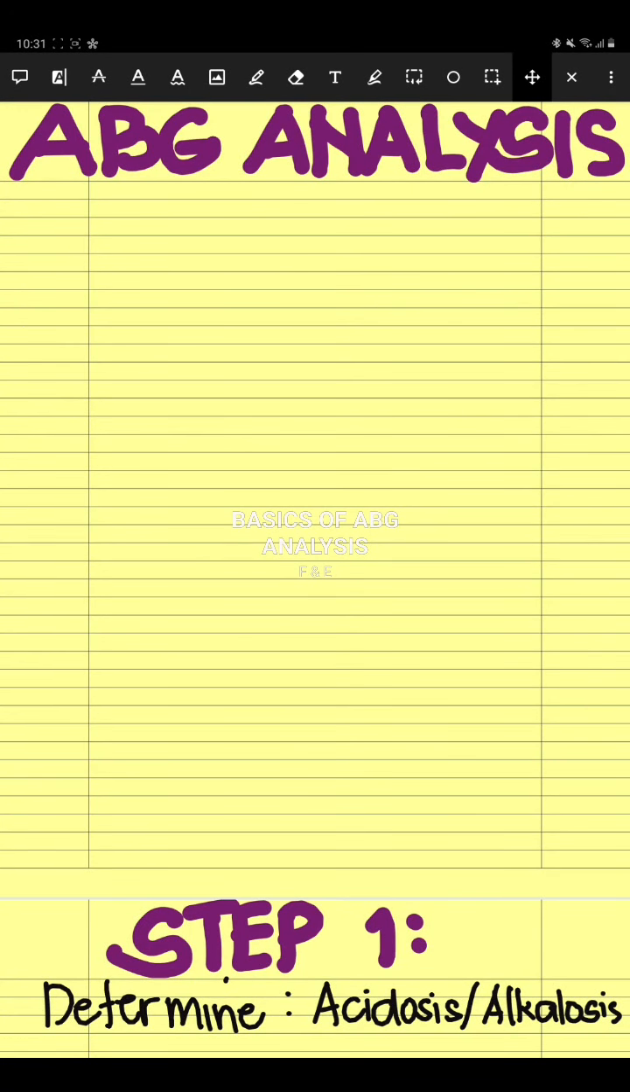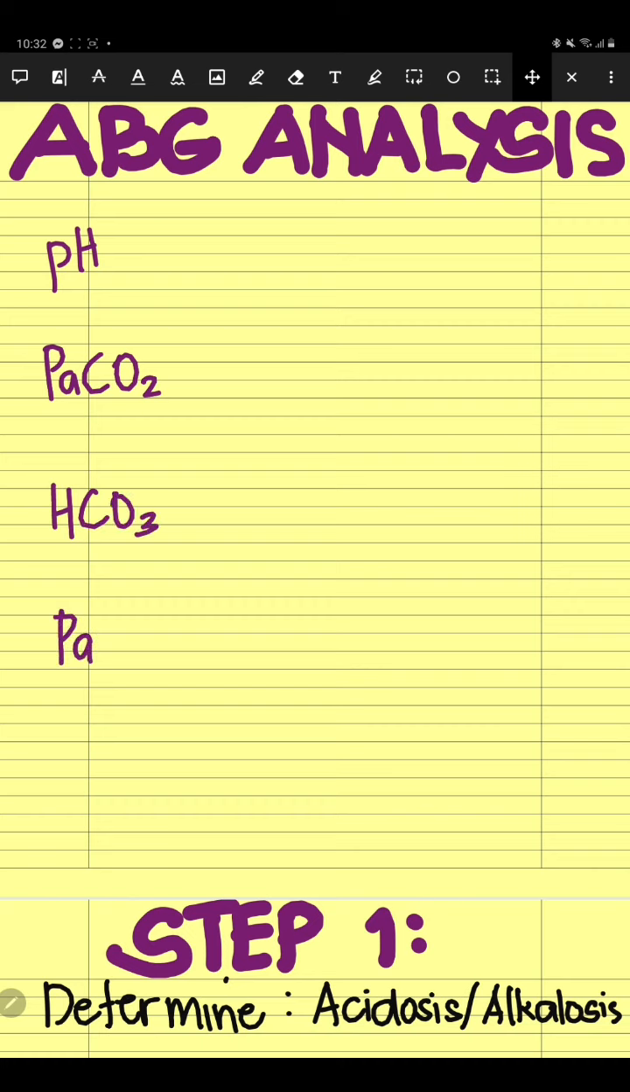Morning. So I will be discussing to you a shortcut or a simpler explanation of how we do your ABG analysis. Take note, your ABG is composed of the following. We have your pH, we have your partial pressure of your carbon dioxide or your PaCO2. We also have here your bicarbonate. And lastly, we also have here your partial pressure of your oxygen.